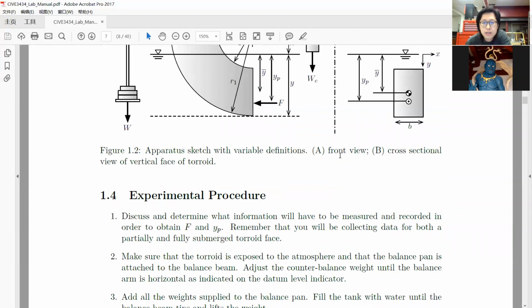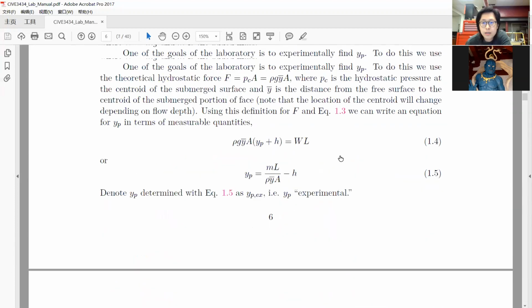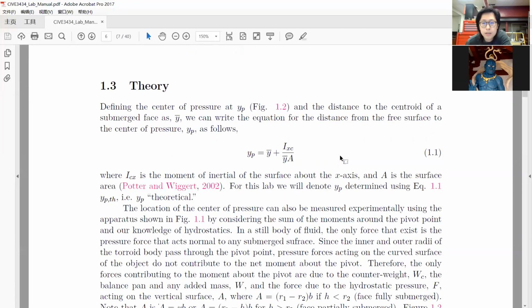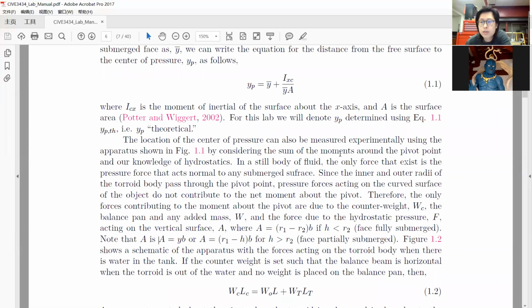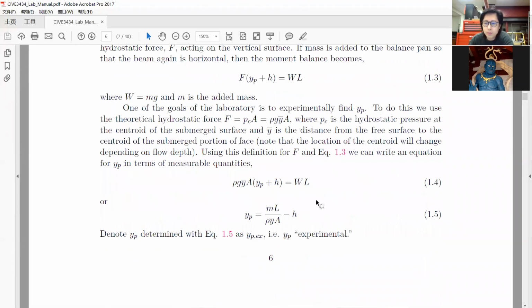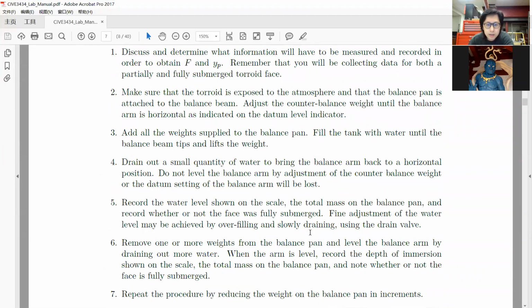Okay, that's pretty much the equation I need to mention because it's a relatively easier lab. The only thing we need to pay attention to is equation 1.1 and equation 1.5. Okay, let's see.